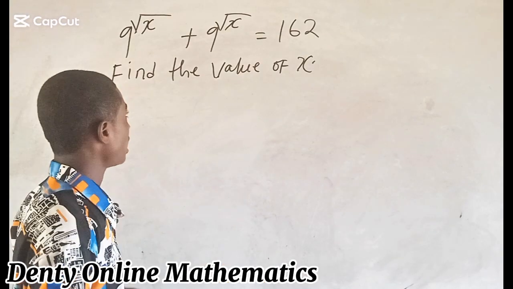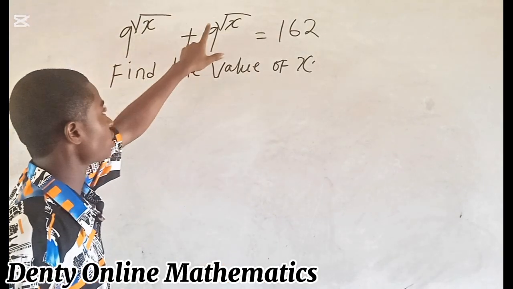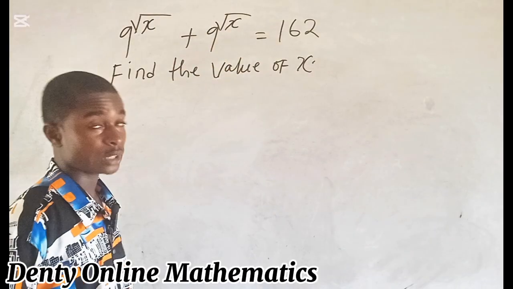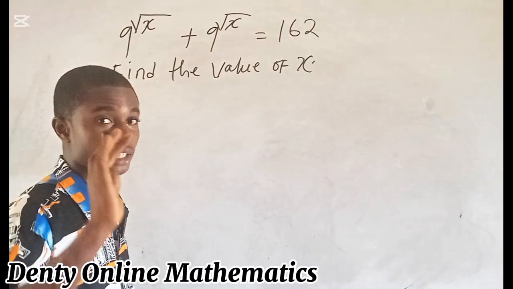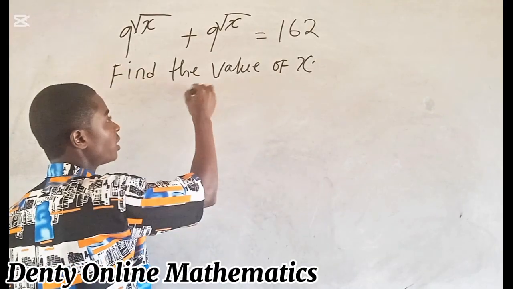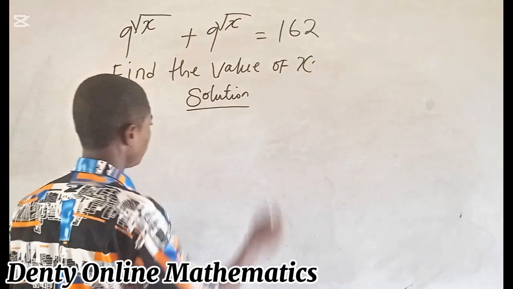Alright, let's look at what we have here. We're given 9 raised to the power of root x plus 9 raised to the power of root x equal to 162, and we're asked to find the value of x. Now this is very simple. Here's the solution to this problem.